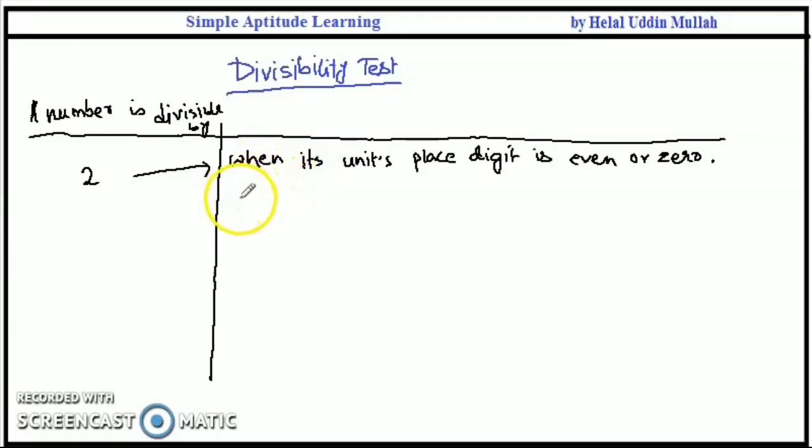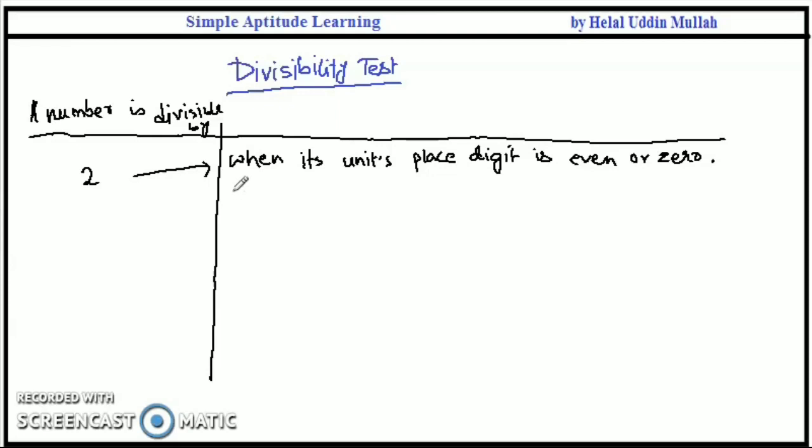So, in the second part of the chapter, Numerical Ability Number System, we are going to learn about the divisibility test. When a number is divided by 2 or by 3, we have to find it out in numerical aptitude exams in a given short time. For that, we have to know the tricks provided in this video.